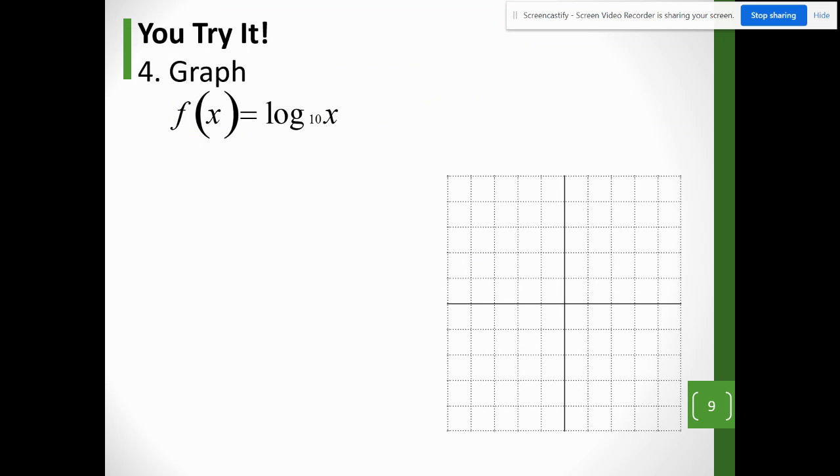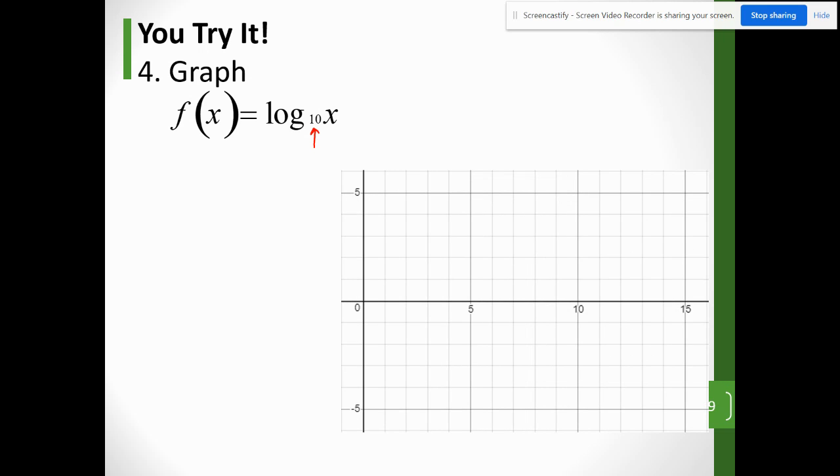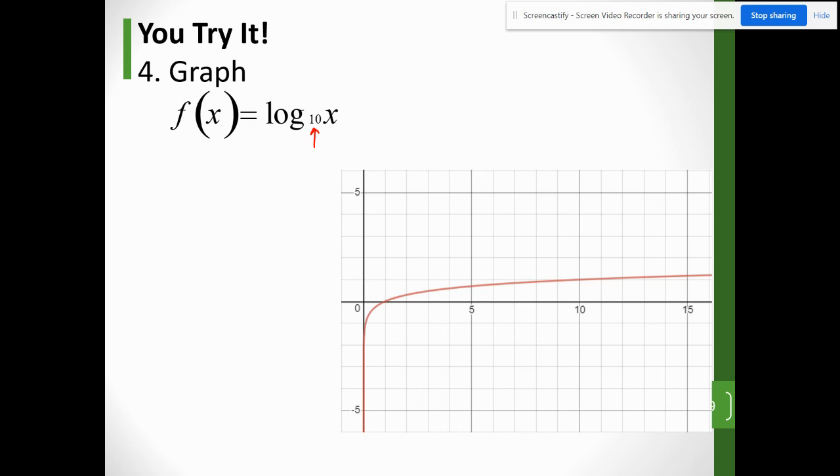So now on here, look at my base. My base is more than 1. So you have a good idea how it looks like. And you guys have the idea that it's going to cross the point (1, 0). Let me show you how the graph actually looks like. It crosses the point (1, 0). And look, it looks like it's going up.